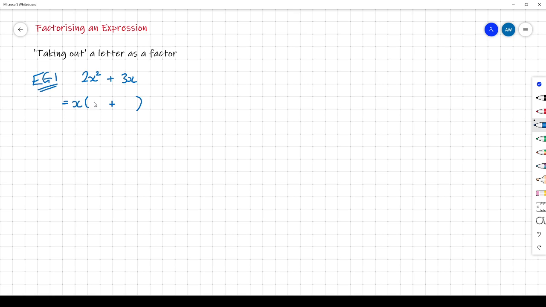So remember, what we do now to work out what goes inside the bracket is, what do we need to multiply x by here to give us 2x squared? Well, of course the 2 stays the same because we didn't take any numbers out as factors. So x times 2 will give me 2x, but x times 2x will give me 2x squared. And what do we need to put in here so that when we multiply this x by this term, we end up with 3x? And of course it's 3. And you just double check: x times 2x is 2x squared. x times plus 3 is plus 3x. Okay, so there's example 1.